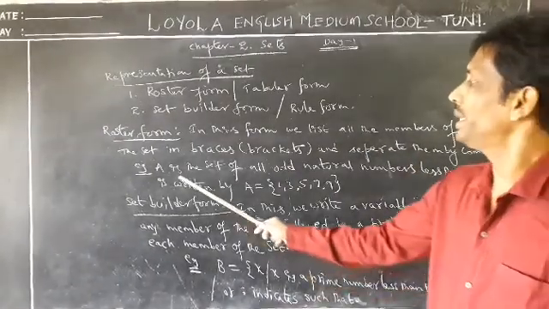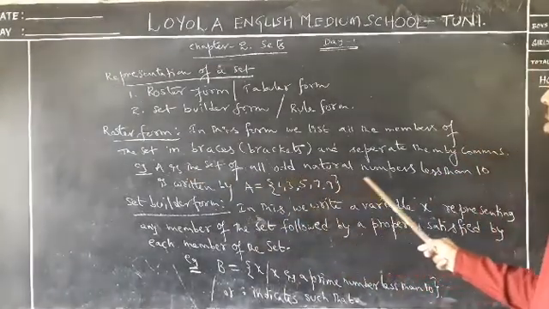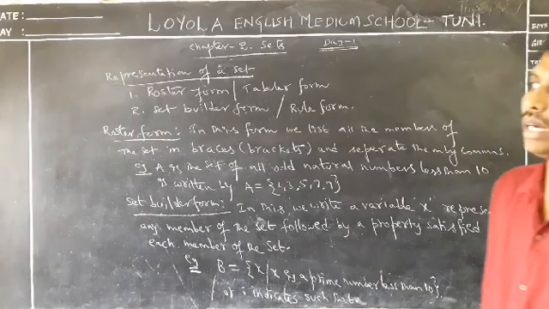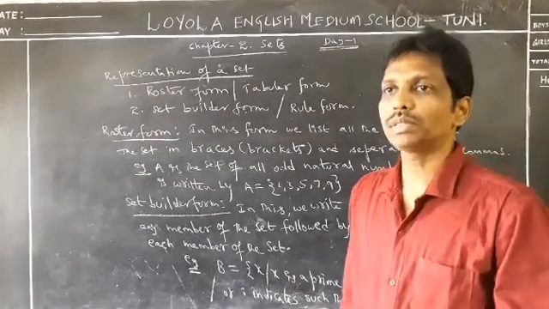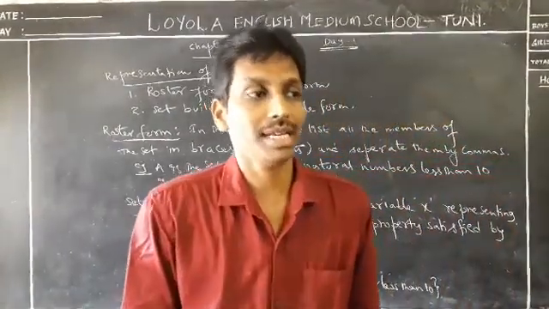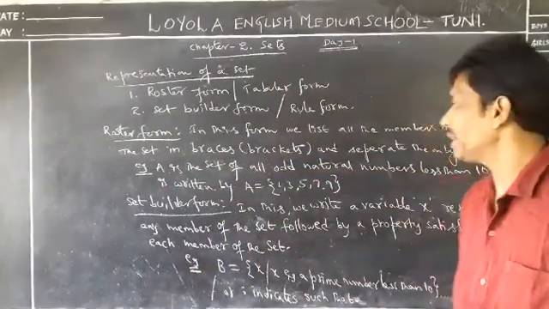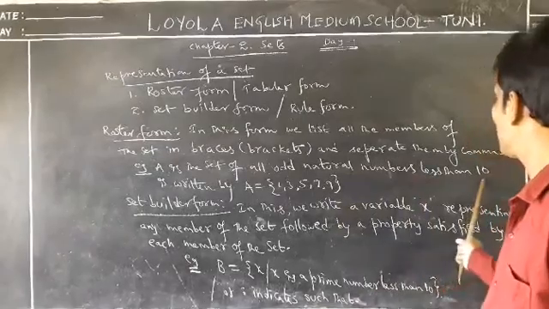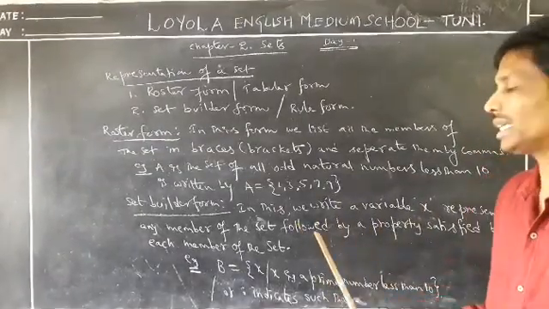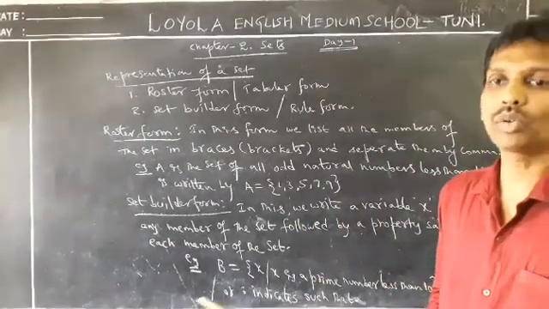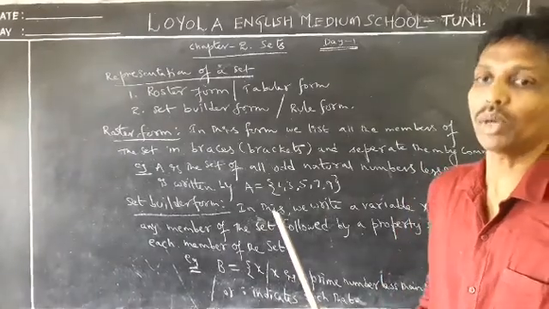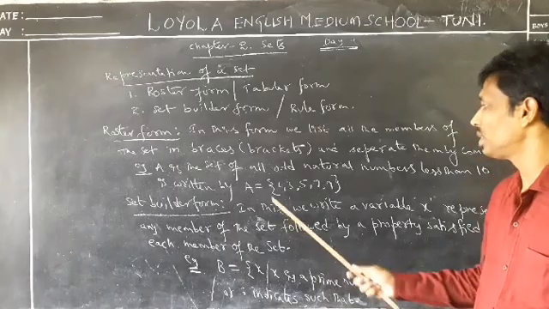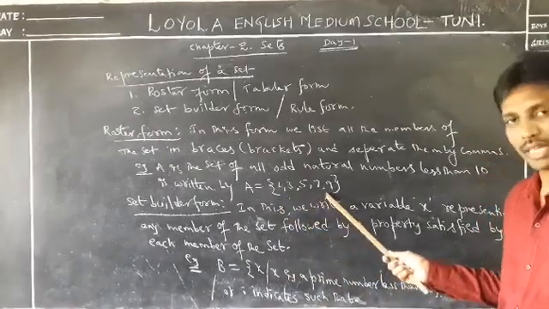For example, A is the set of all odd natural numbers less than 10. Usually the odd numbers are 1, 3, 5, 7, 9, 11 and so on. But here we are asked to write the set of odd natural numbers less than 10. Less than 10 means what? 10 we don't want to consider. So below 10, what are the possible odd natural numbers? 1, 3, 5, 7, 9.